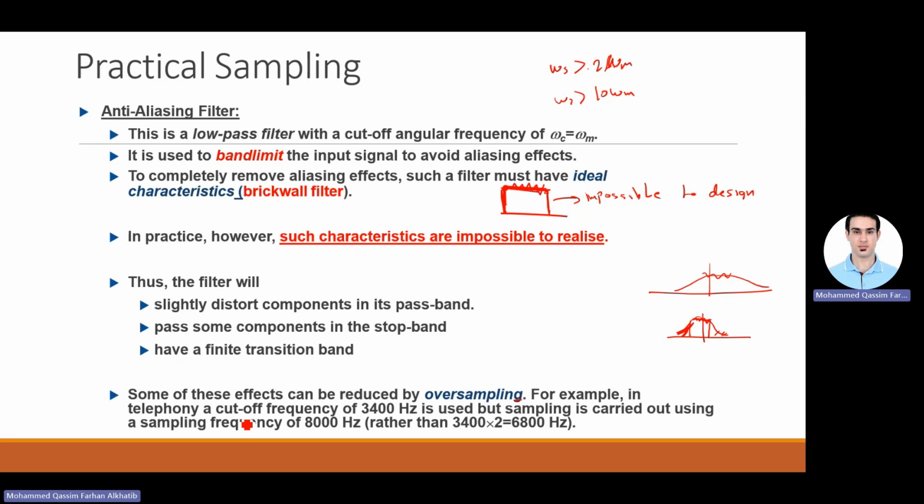For example, in telephone, the cutoff frequency is 3.4 kilohertz, or 3,400 hertz. So usually if you want to apply Nyquist, you need 6.8 kilohertz for the sampling frequency. However, they do sampling at 8,000 hertz, which is a bit more. So instead of 6.8 kilohertz, they sample with 8 kilohertz, and it will do a fairly good job. Sampling is carried out using a sampling frequency of 8 kilohertz rather than exactly twice, which is 6.8 kilohertz.